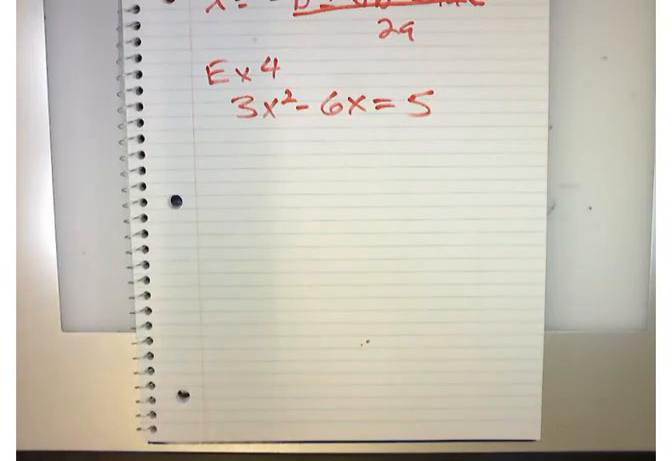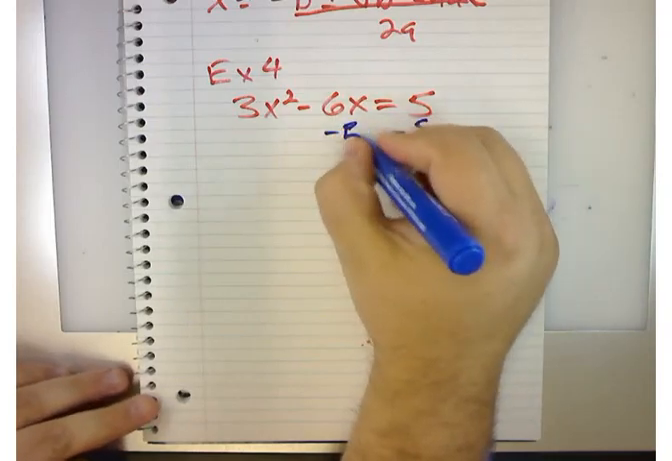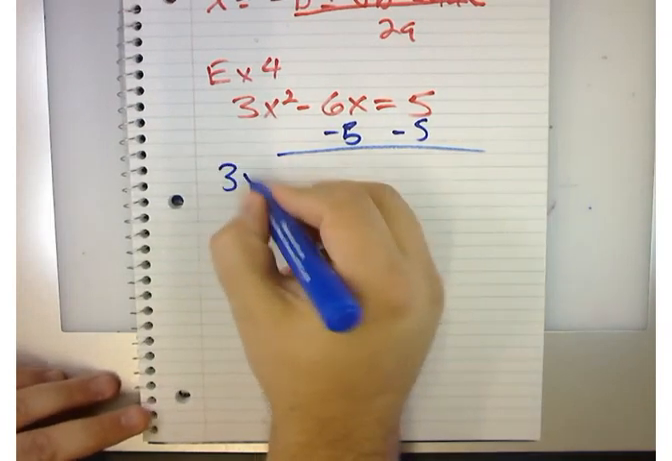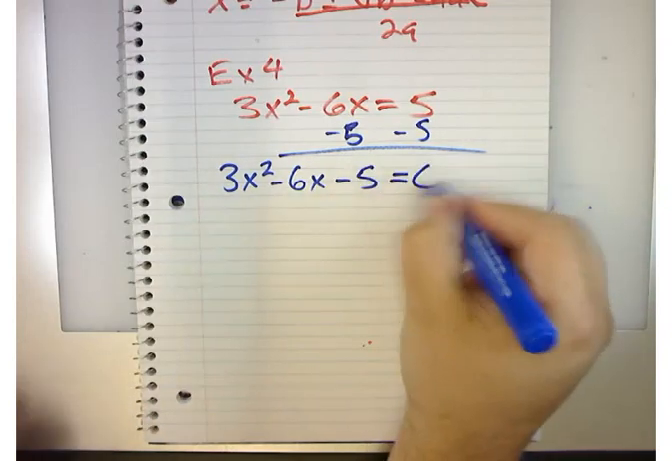Pretend Mr. Adams doesn't know how to do that. What do I do? Subtract 5 from both sides? Alright, we'll try it. Sounds good. So if I subtract 5 from both sides, I get 3x squared minus 6x minus 5 equals 0.